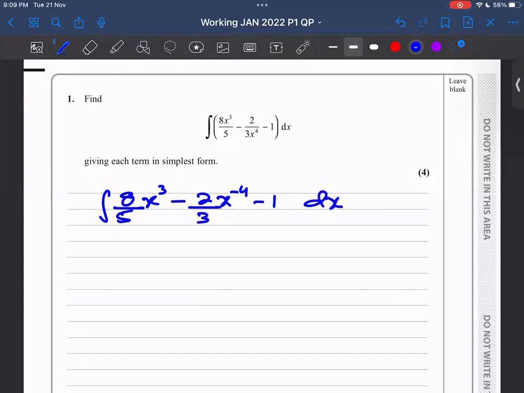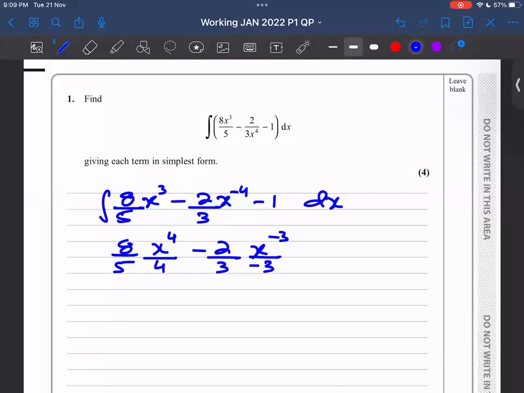So the integration of the first term is going to be 8 upon 5. The coefficient remains the same, but the power is going to be added with 1. Add 1 in the power, then divide by the power. Whatever the power is, you divide by that power. Minus 4 plus 1 is minus 3. Divide by the power, and the power over here is minus 3.